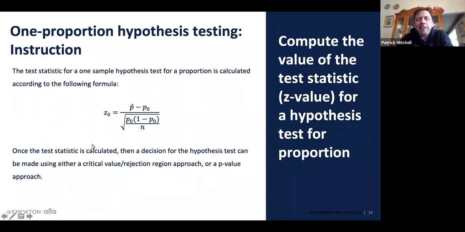Once the test statistic is calculated, a decision for the hypothesis test can be made using either a critical value rejection region approach or a p-value approach. Because we're using the z distribution, we really won't require any technology. We'll be able to get everything we need out of table A2.